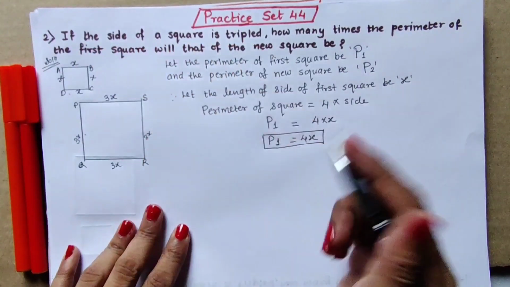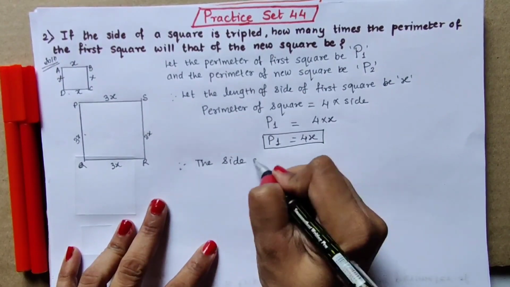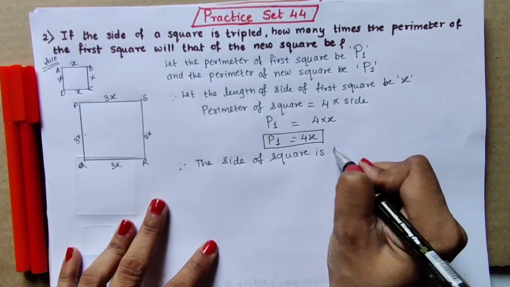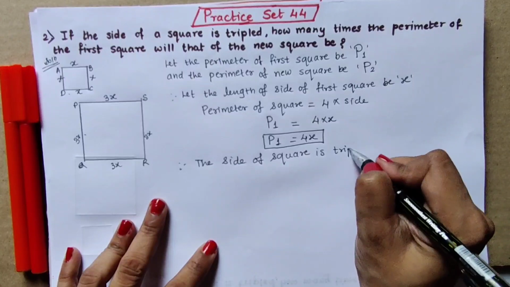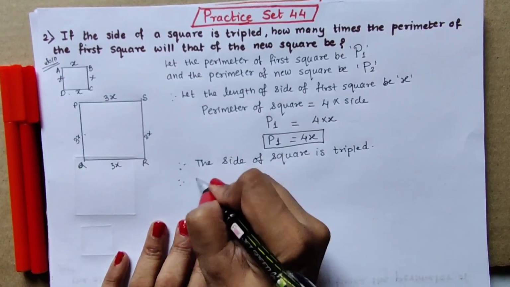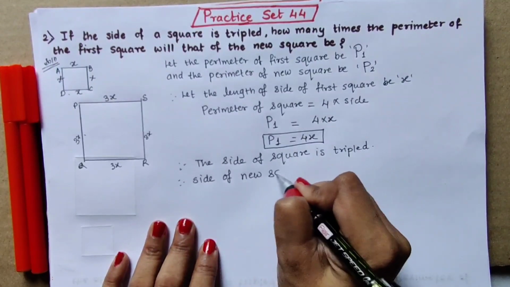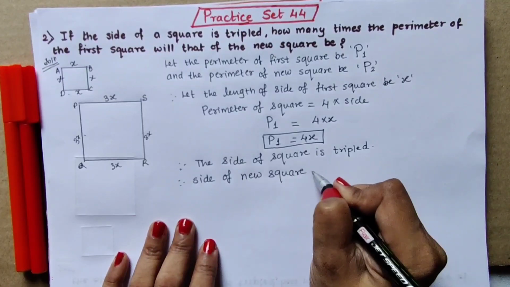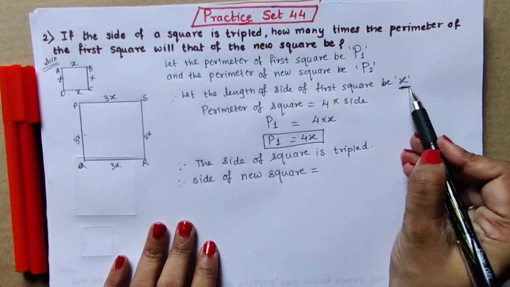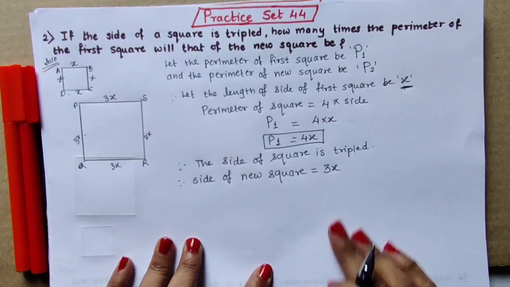The side of square is tripled. So I am going to write here, the side of square is tripled. Triple means it has become 3 times of the old square or first square. So therefore the side of new square will become, previously in the old square side we have taken as x. So in new square it is 3x. Tripled means it has become 3x now.